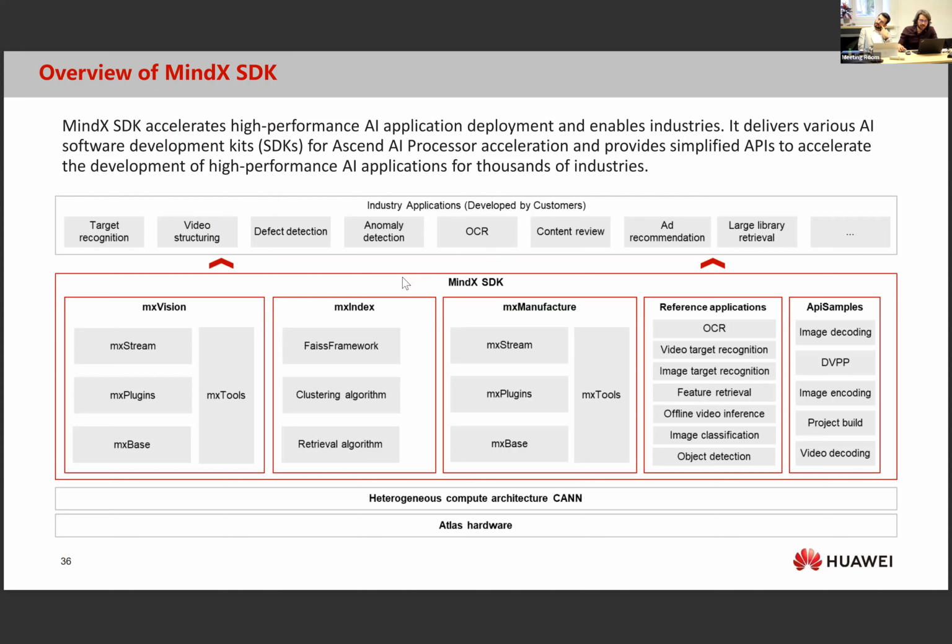The second one is MX Vision. This does the same things, but it is designed for intelligent video analytics and the application side. MX Index is developed for the open source FAISS framework, providing simplified high-performance APIs, and MX Index enables large-scale feature retrieval and clustering using Ascend AI processors.